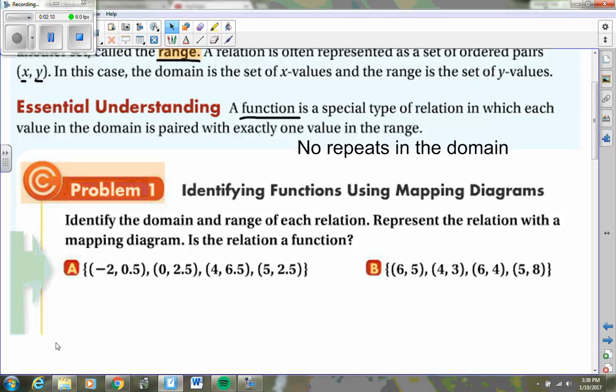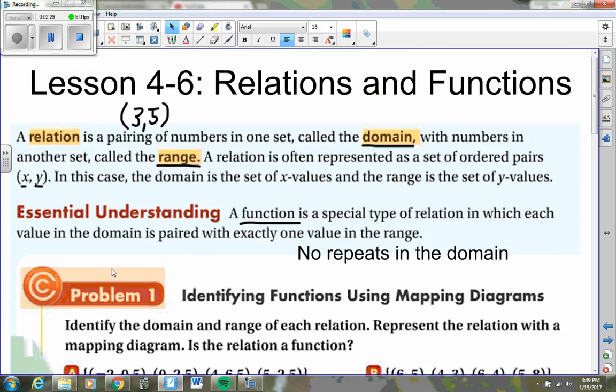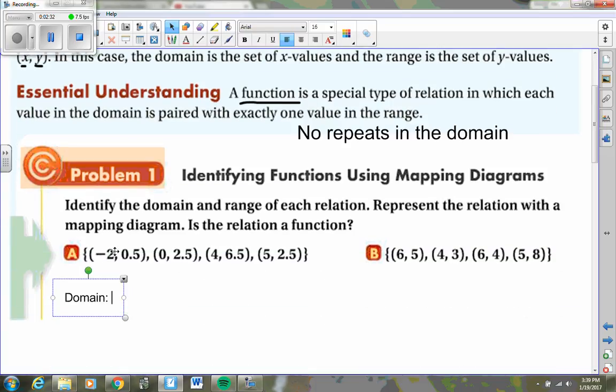So what I'm going to do is write domain, put a colon, and list out the numbers that are in my domain for letter A. The first point I have is -2, 0.5. As I mentioned up above, the first number is always my domain, my second number is the range. So the domain value for this point is -2. The domain value in the next point is 0, because 0 comes first, then 2.5. The next point is a 4, and the next point is a 5. So that's the domain.